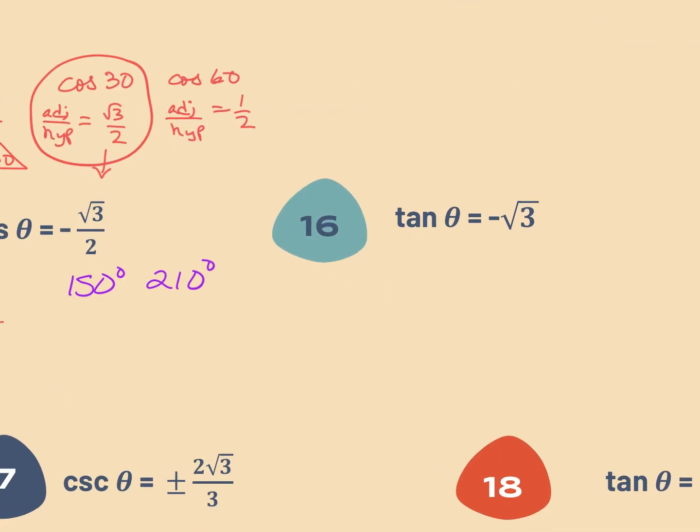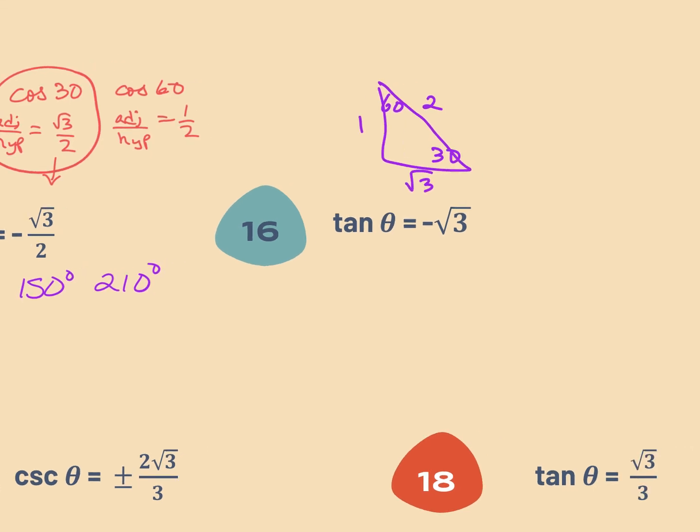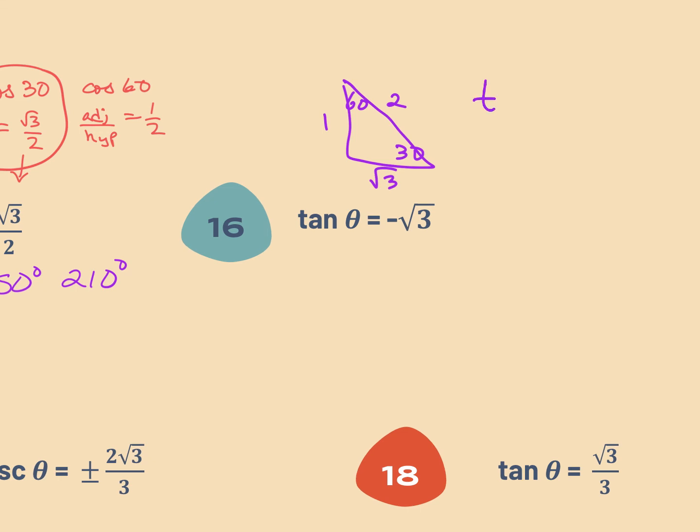Again, I see root 3. Clue, 30, 60, 90 again. So again, draw your triangle. Opposite 30 is 1, opposite 60 is root 3, and 2. So what I'm going to do is do tangent of 30, tangent of 60, and figure out which one gives me square root 3. Some students memorize these. It's totally up to you.